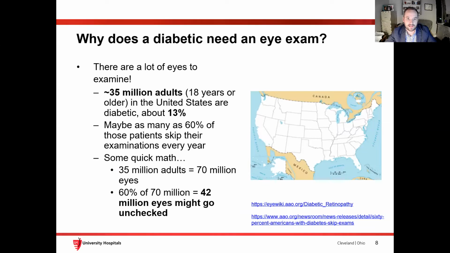When we look at the United States, there's a lot of need out there. About 35 million adults 18 years or older in the United States are diabetic. That's more than 1 out of 10 people. And there are some statistics that indicate that perhaps half or 60% of these patients skip their examinations every year or don't have the examination done. So if we do a little bit of quick math here, 35 million adults is 70 million eyes. If you take 60% of 70 million, that's 42 million eyes in the United States that should be checked that don't. And that's a huge, huge amount of eyes that we're missing.